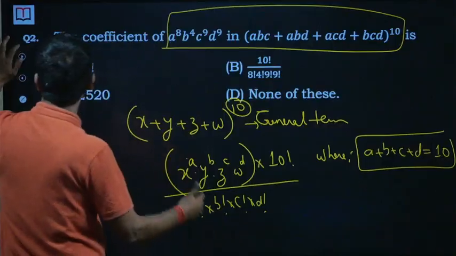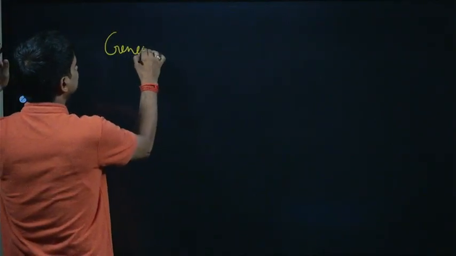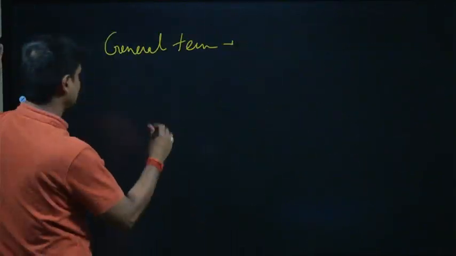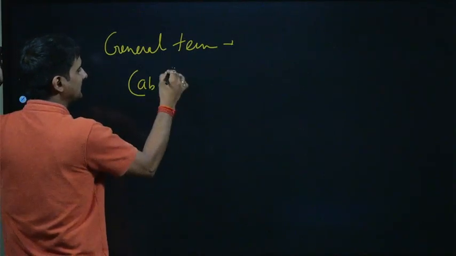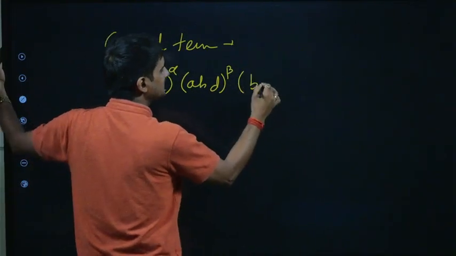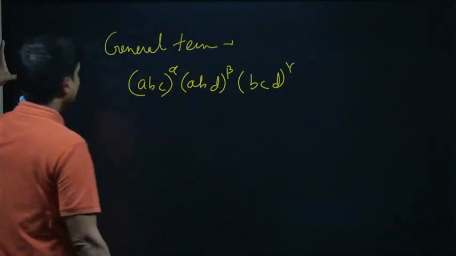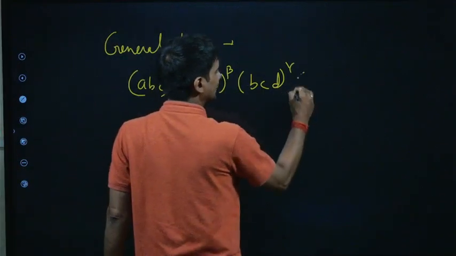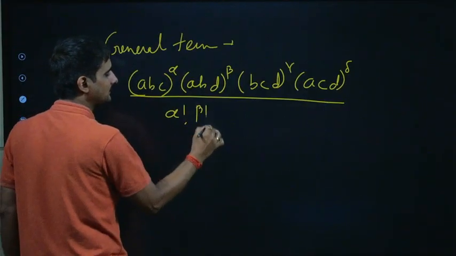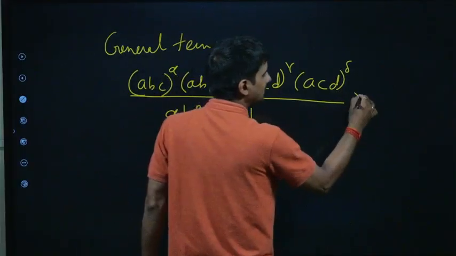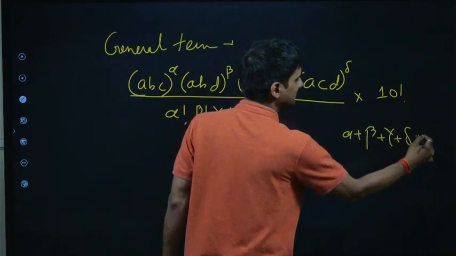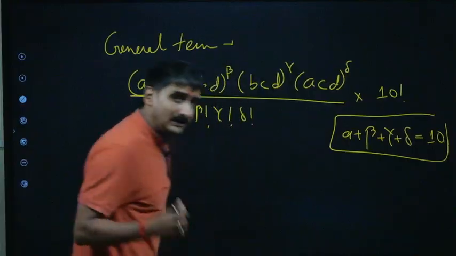So if I write its general term, it is (ABC)^alpha into (ABD)^beta into (BCD)^gamma, and then (ACD)^delta, over alpha factorial, beta factorial, gamma factorial, delta factorial, into 10 factorial, where alpha plus beta plus gamma plus delta is 10. Now collect the terms, bachcho.